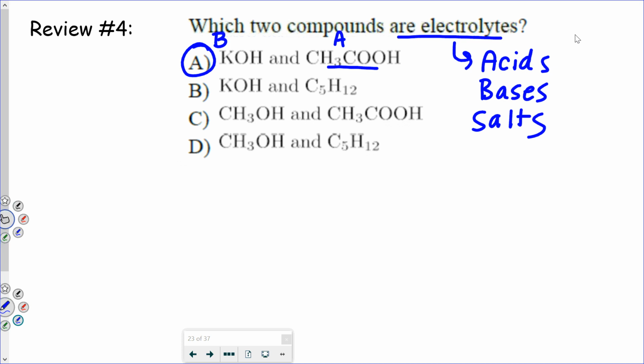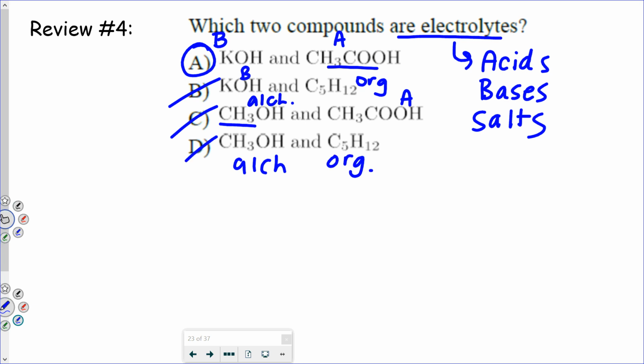I can eliminate B because even though this is a base, this is organic. This doesn't conduct electricity. I can get rid of C because this, where you have hydrogens and carbons out front and just an OH on an end, is an alcohol, and alcohols do not conduct. This is an acid, but I need both to be electrolytes. Same thing down here, this is an alcohol, and this is an organic substance, so these don't conduct. So remember, acids, bases, and salts conduct. They'll try to trick you up with alcohols.